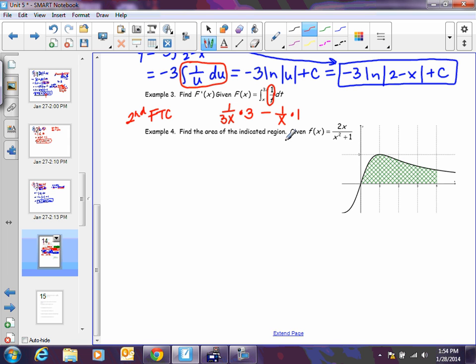I'm not actually integrating or deriving, so they can't cancel each other out. I'm still going to plug in the bounds, and basically this is like chain rule. I'm going to multiply by the derivative of the bound. All right, what does this simplify to? 1 over x minus 1 over x, which is 0.